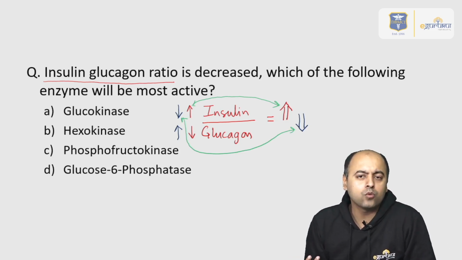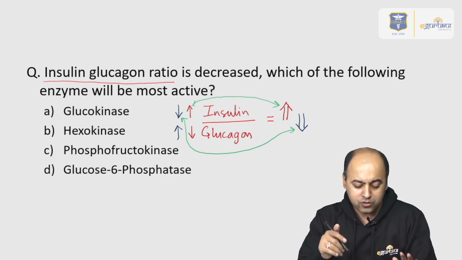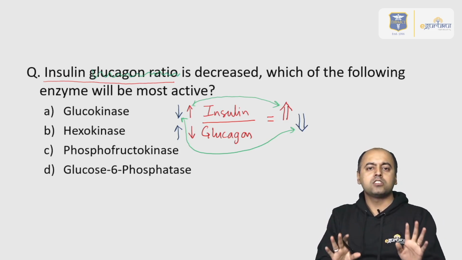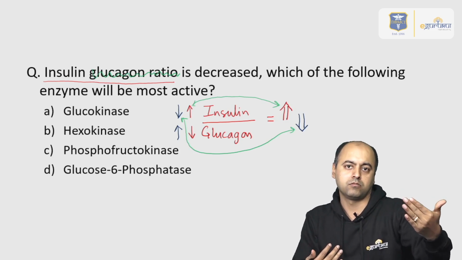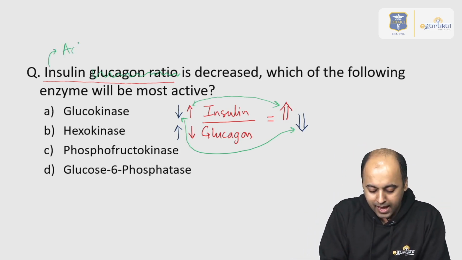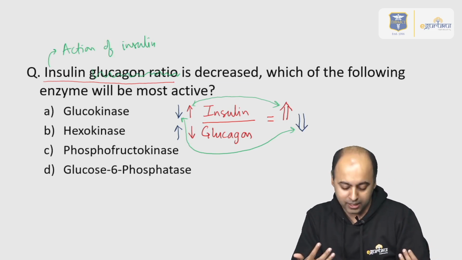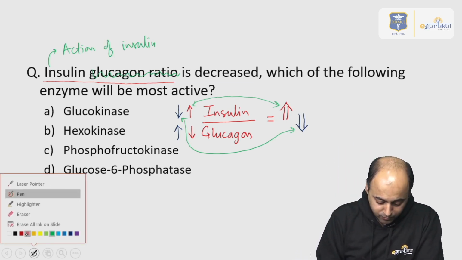So when you look at a question telling you insulin glucagon ratio, for the purpose of the question, don't look at the glucagon, just read it as insulin is increased. Ratio will only increase when insulin will increase. Alright. So now we should only know the action of insulin. If you know the action of insulin, you will be able to answer the questions on the insulin glucagon ratio.